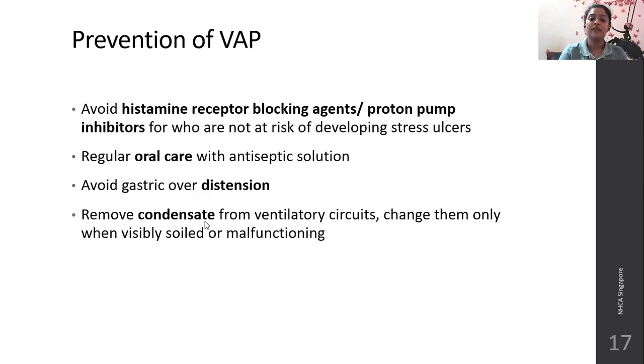Remove condensate from the ventilatory circuits. Change them only when they are visibly soiled or malfunctioning. So during the ventilation process, when condensate forms in the pipes of the ventilator, the circuit should be changed only when you can visibly see it is soiled or when the ventilator is not functioning properly. Okay, only then the circuit should be changed.